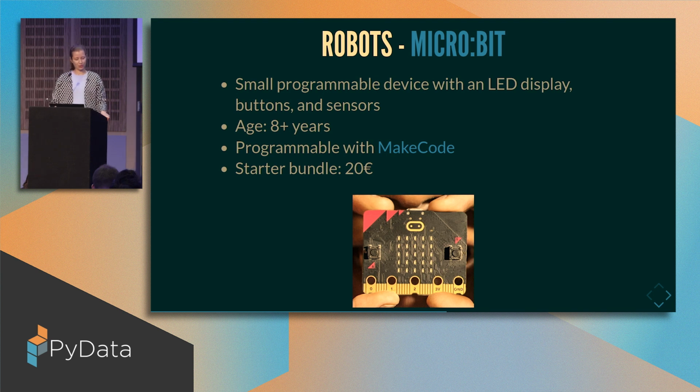Okay, going on to the next example, the microbit, which is a small programmable device with an LED display, buttons and sensors. It is recommended for the ages of 8 or at least 8 years old. It can be used to create games, animations, interactive projects, and much more. It's programmable with a visual programming language called MakeCode, and it's quite cheap compared to other options.